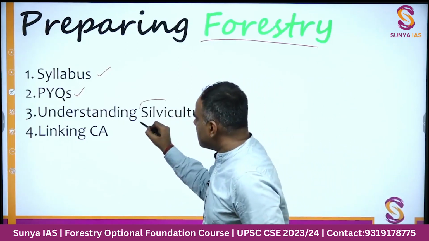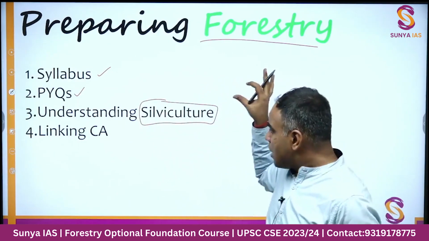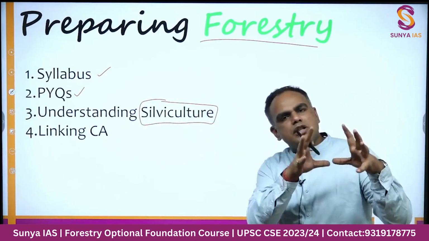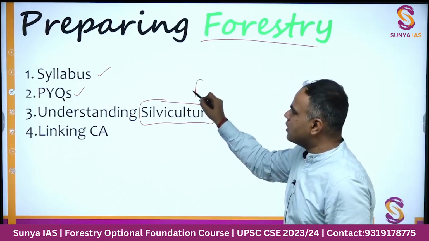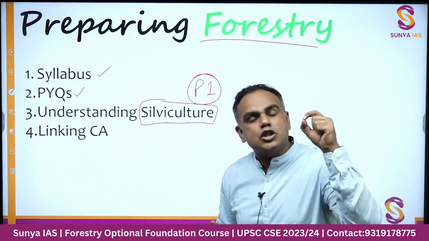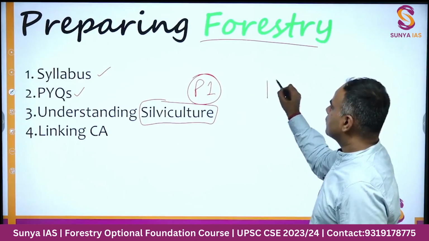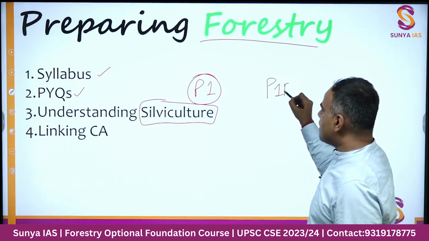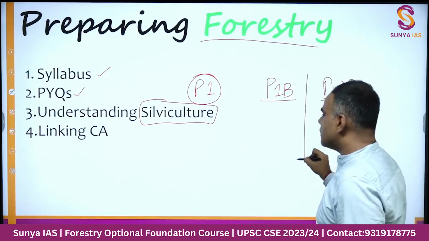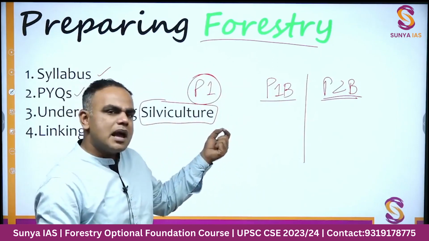Then, for example, in paper 1, this is actually the core. In my lectures, I'll also give a very deep understanding of silviculture. And if you do silviculture and forest management, silviculture for paper 1 and forest management and mensuration for paper 2, this is actually the core part. Because if you have seen the paper, most people try to attempt paper 1B and paper 2B. Why? Because these are very generic in nature.